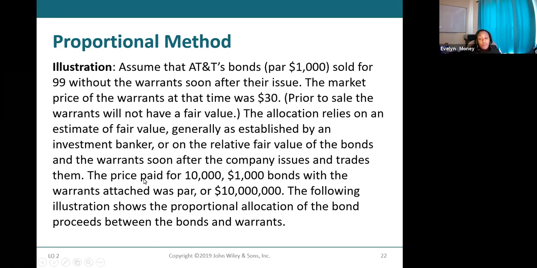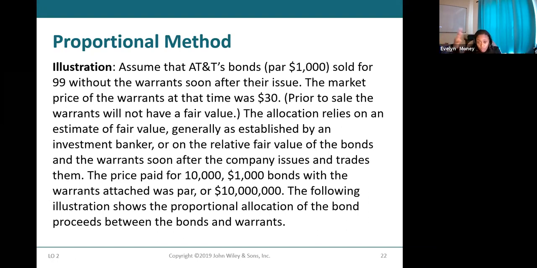Now, the allocation relies on estimates of fair value, which we have. We're good with that. The price paid for 10,000 $1,000 bonds with the warrants attached was par value, or $10 million. So the bonds came packaged with warrants. In this situation, these warrants are detachable warrants, which means I can separate the bond from the warrant, and I can exercise the warrant if I want to and still hold on to the bond.